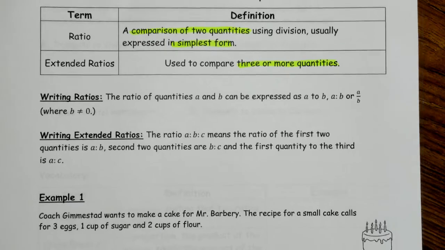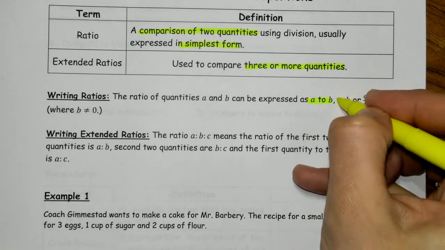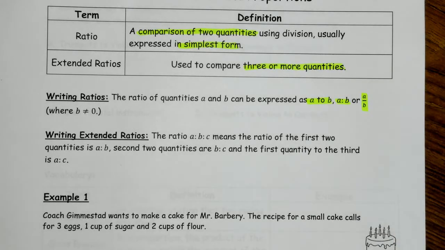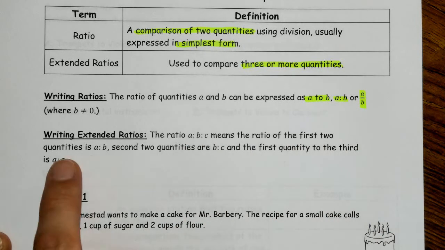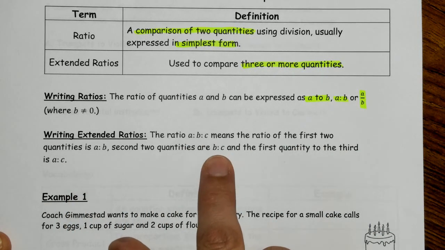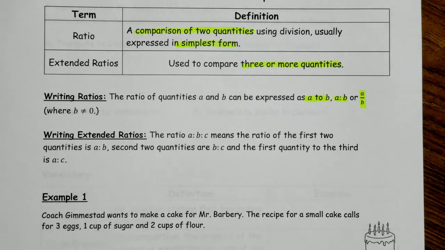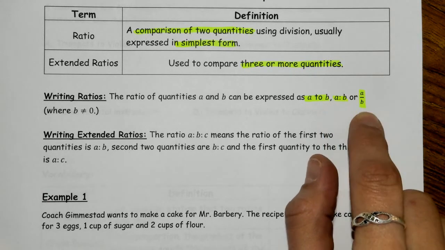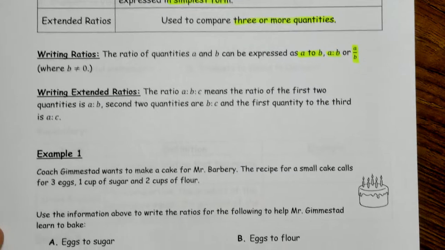Okay? When you write ratios, the ratio of quantities A and B, so let's say we've got A and B, can be expressed as A to B with the word to, A colon B, or in fraction form. When we're writing extended ratios, a ratio of A to B to C means the first two quantities are A to B, the second two quantities are B to C, and then you can also put the first quantity and third quantity, A to C. Don't focus too much on that. We're going to be looking at ratios written A colon B and in the fraction form, mostly in the fraction form. We'll be using the colon form when we're doing the extended.